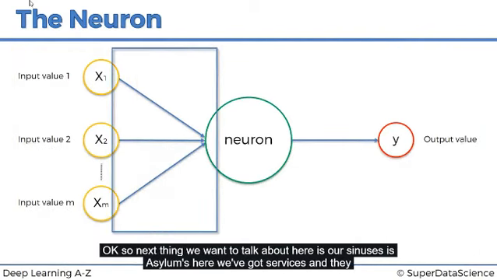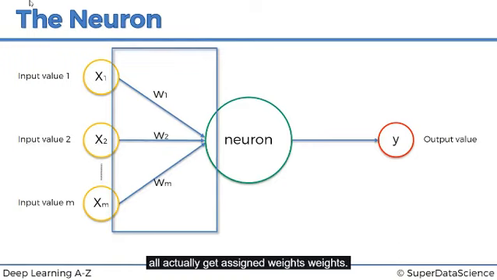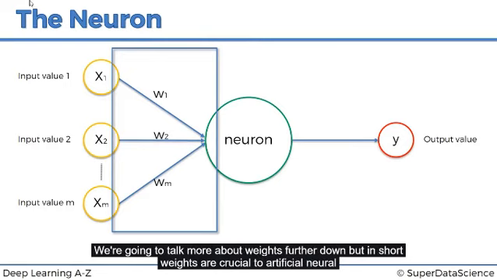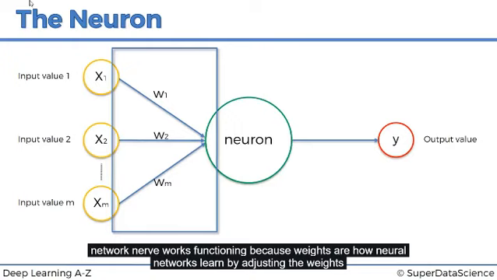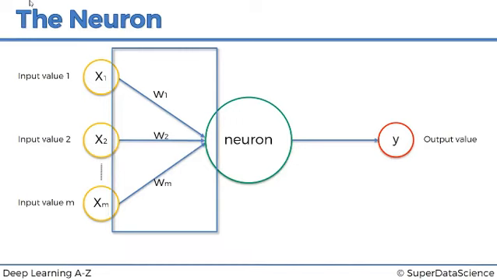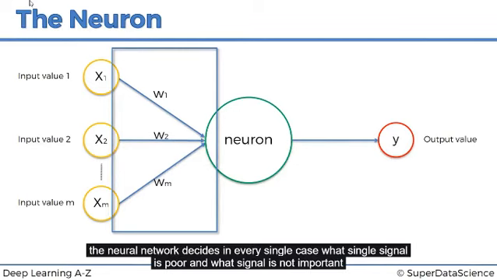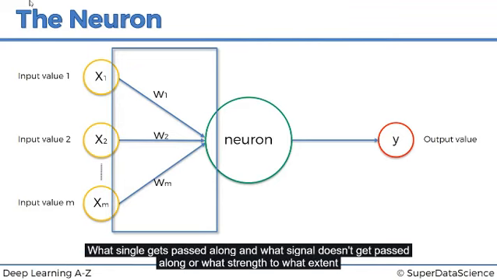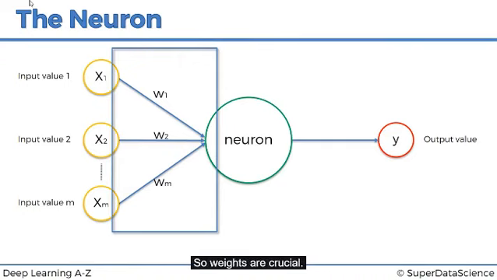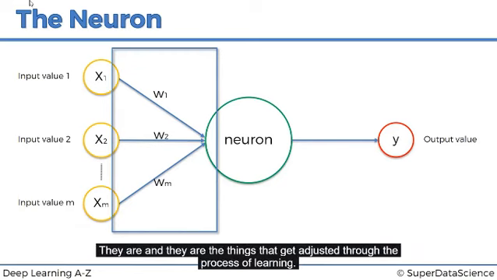Okay, so the next thing we want to talk about is the synapses. Here we've got synapses, and they all get assigned weights. We're going to talk more about weights further down, but in short, weights are crucial to artificial neural networks functioning, because weights are how neural networks learn. By adjusting the weights, the neural network decides in every single case what signal is important and what signal is not important to a certain neuron, what signal gets passed along and what doesn't, or to what extent signals get passed along. So weights are crucial. They are the things that get adjusted through the process of learning.